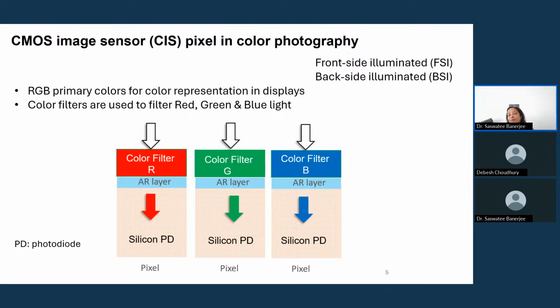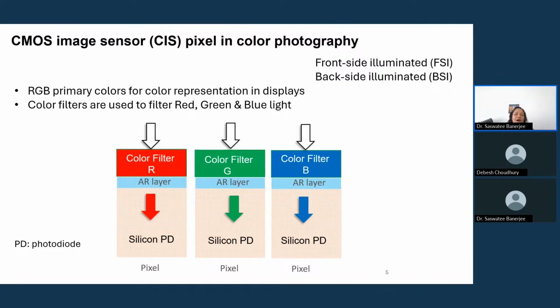With front side illuminated, it is difficult to reduce the size. As I said, because of this push for high resolution, you need to reduce the size of the pixel, but that is pretty difficult to do with the front side illuminated configuration. So for smaller pitch size, backside illuminated technology is preferred, basically.